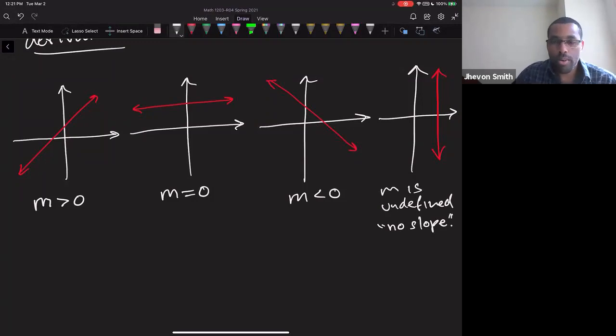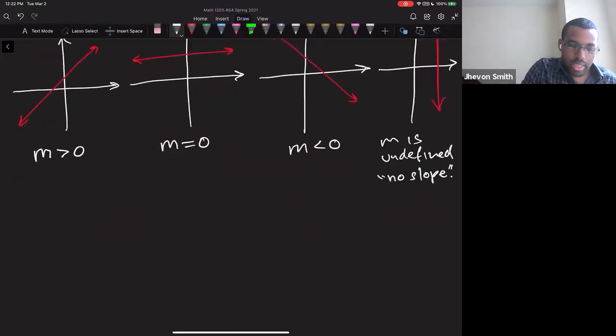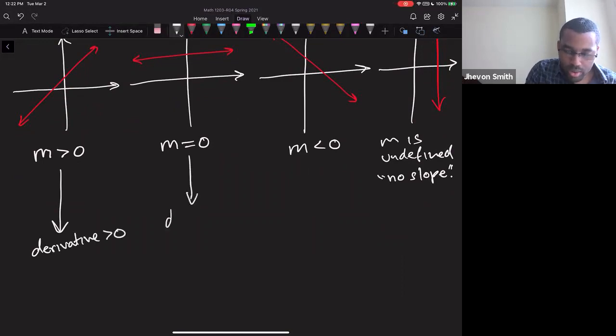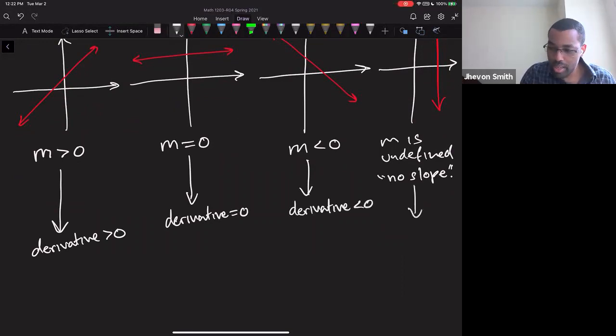So, vertical lines don't have slopes, right? Because rise over run, what's the run of a vertical line? 0. If you could find a slope, you would be dividing by 0 for a vertical line. So what does that mean? It means in this case that my derivative is positive. This means that the derivative is 0. This would, of course, mean that the derivative is negative. This would mean that the derivative is undefined.